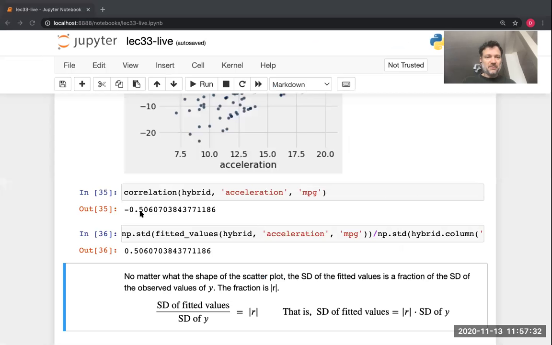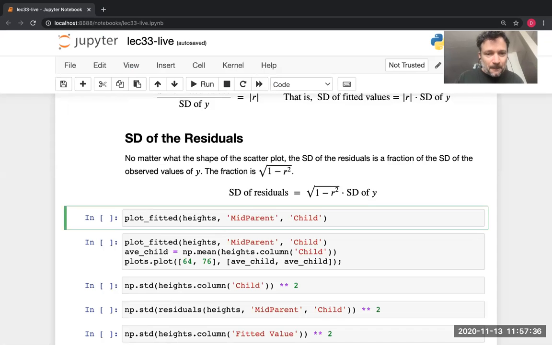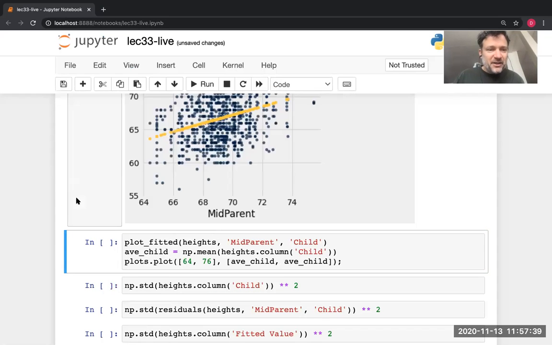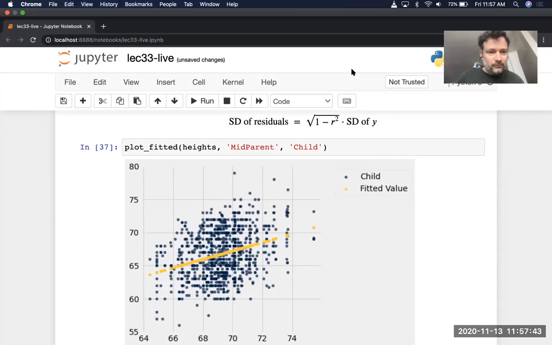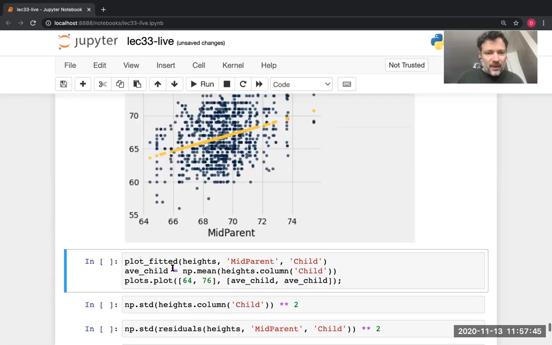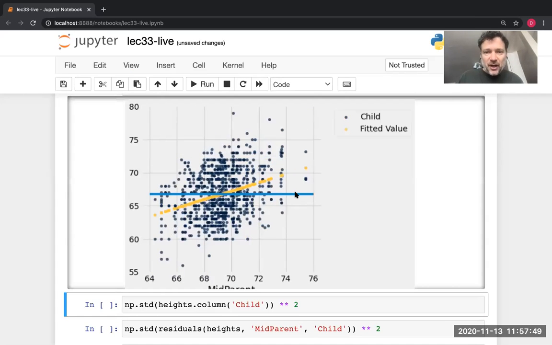All right, let's look at some example code. All right, so there's our formula. We're going to do this now with the Galton Heights data set. And we've got a plot here. And I'm showing you here a blue line, which is the mean, which is the prediction you would make if you didn't know the height of the parent. And then the yellow line is the prediction you would make if you do know the height of the parent.